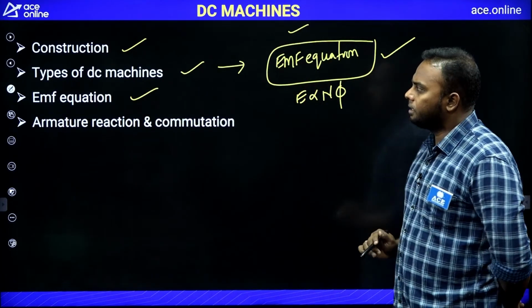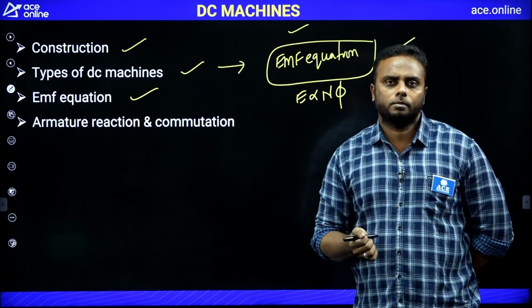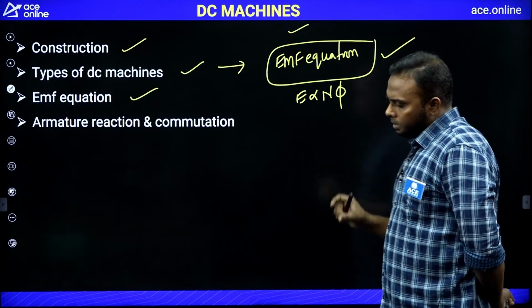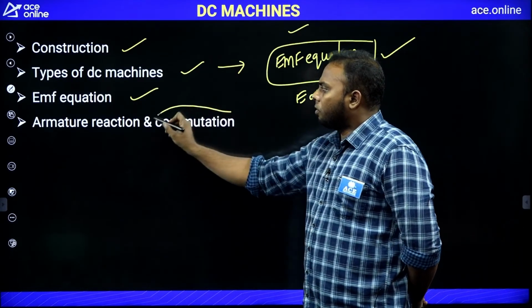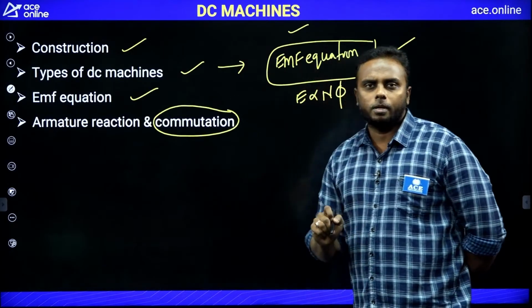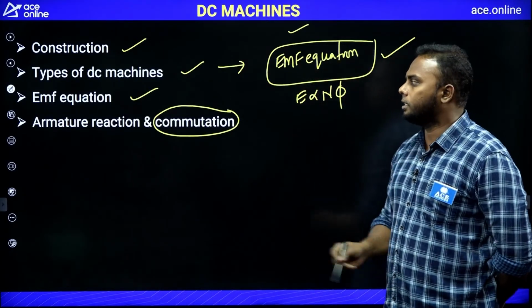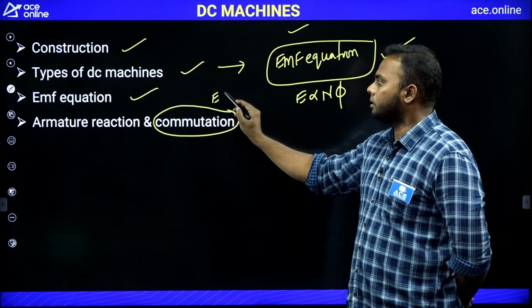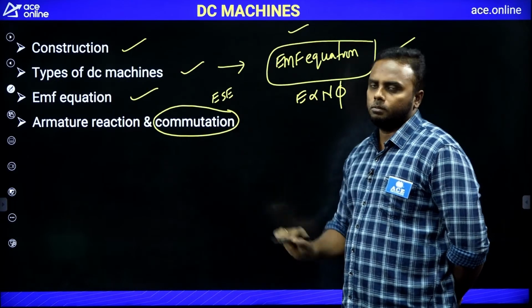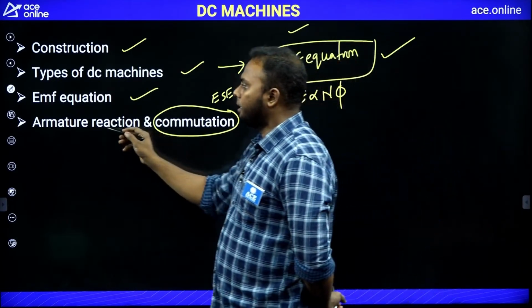armature reaction and commutation. So this is commutation. Till now no question directly from GATE, but we have questions in engineering services; it is important for engineering services. And armature reaction is important for both GATE and ESE.